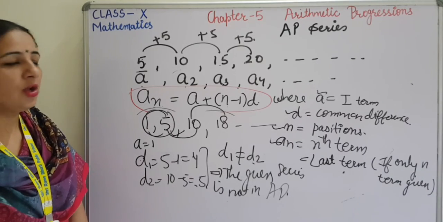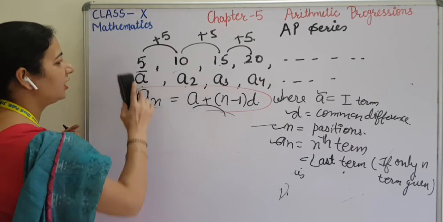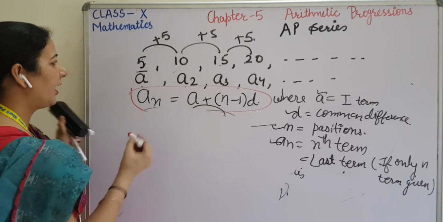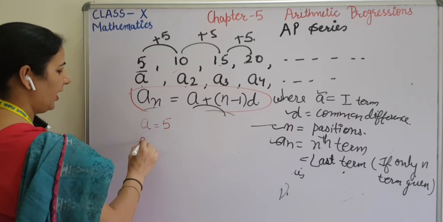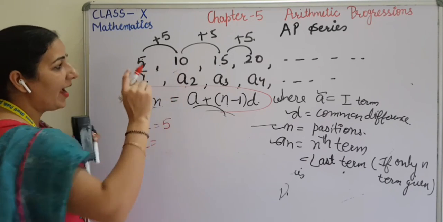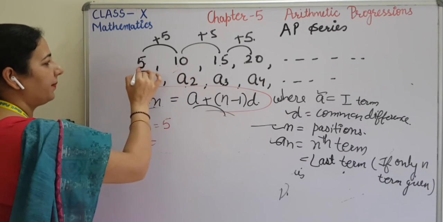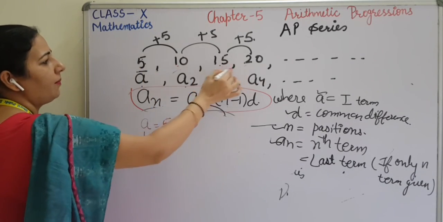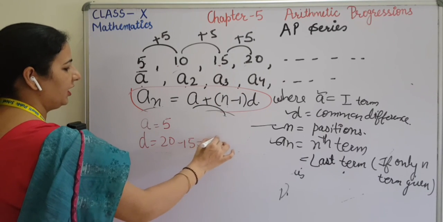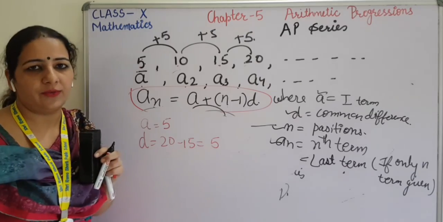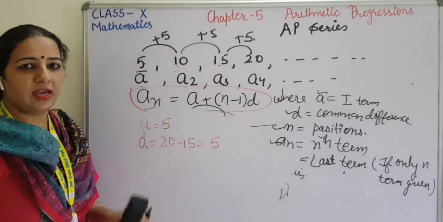Fine, students. If they provide you one series, this one only, and the question is to calculate A, then A is 5, the first term. And calculate D: as it is already in AP, D can be calculated by subtracting these two, or these two. This is totally your wish. I subtracted these and the answer is 5. So this is the value of D we can calculate when the series is given.